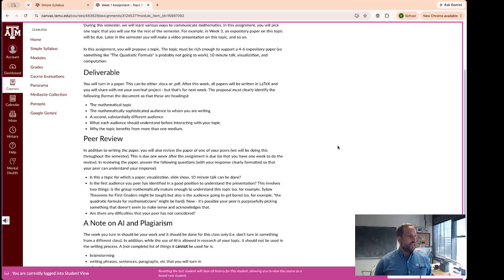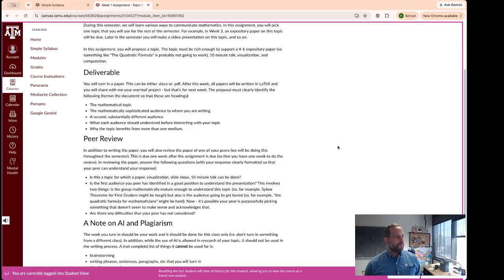So in this assignment, you will propose a topic. The topic should be rich enough to support a 4 to 6 page expository paper. So if you just say something like the quadratic formula, that's probably not going to be enough unless you really are going into the history, but then there's going to be more history than mathematics. So keep that in mind.